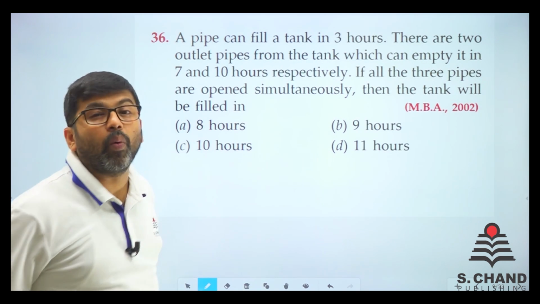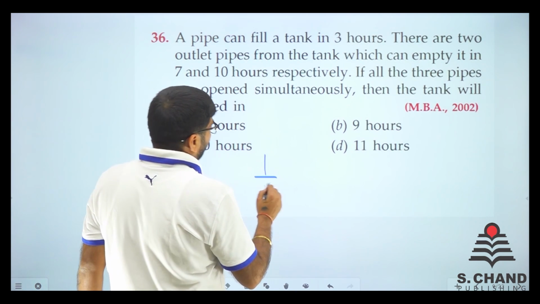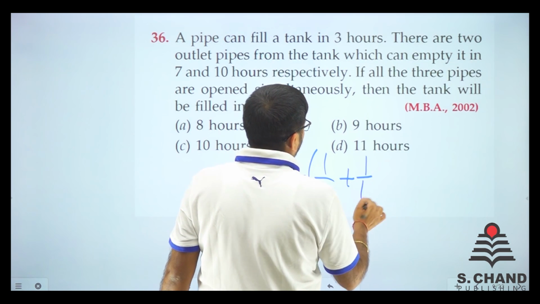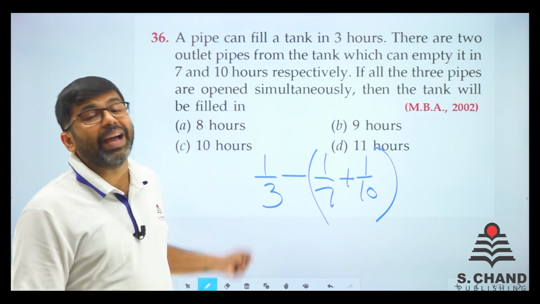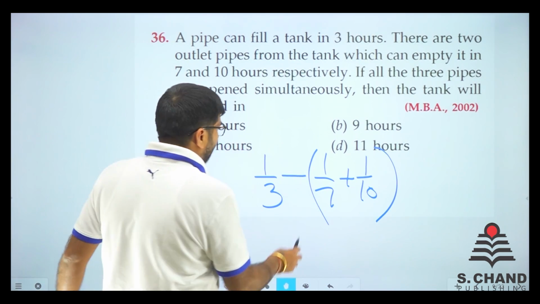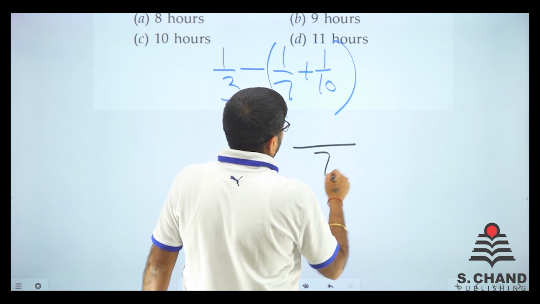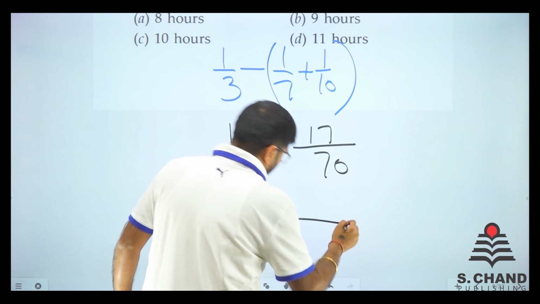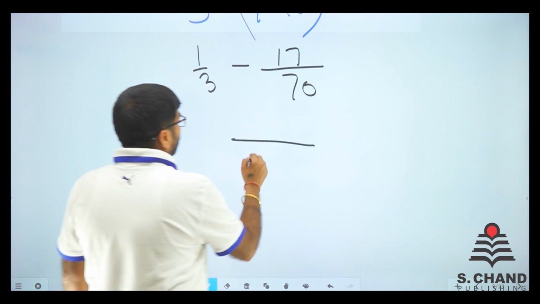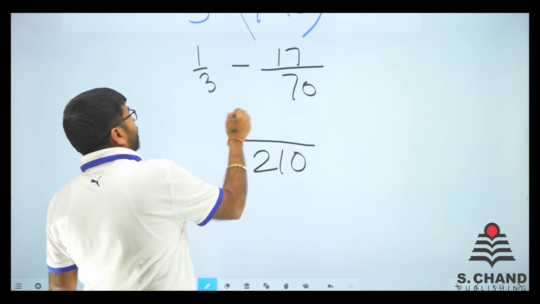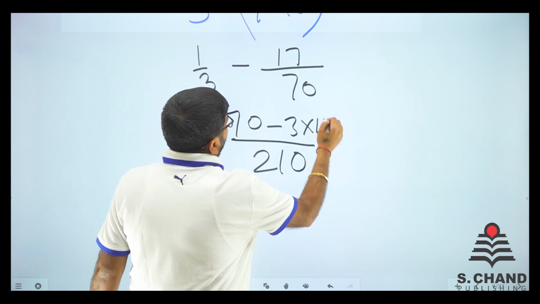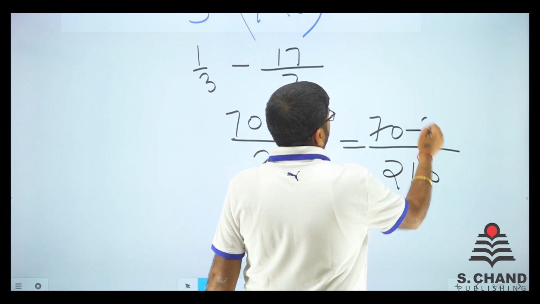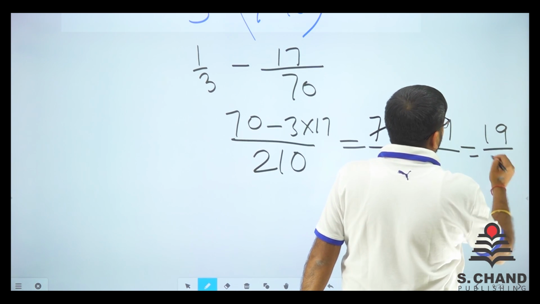Right, so now what to do? Simply do one thing: 1 by 3 hours minus 1 by 7 hours minus 1 by 10 hours. This is the total tank to be filled in 1 hour. So do it like that only. Here we have 1 by 7 plus 1 by 10 and minus 1 by 3. So 7 and 3 will give 210. Here it is 70 minus 3 into 17, so that comes to 210. Now this is 17 and minus 51, so it will come to 19 by 210.